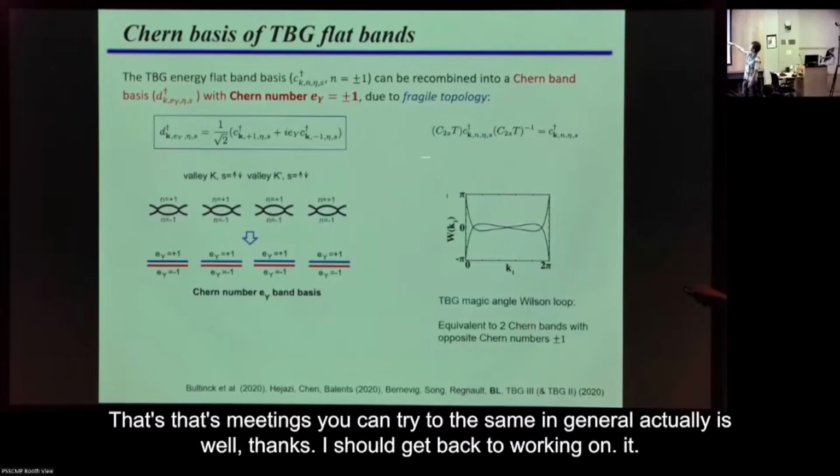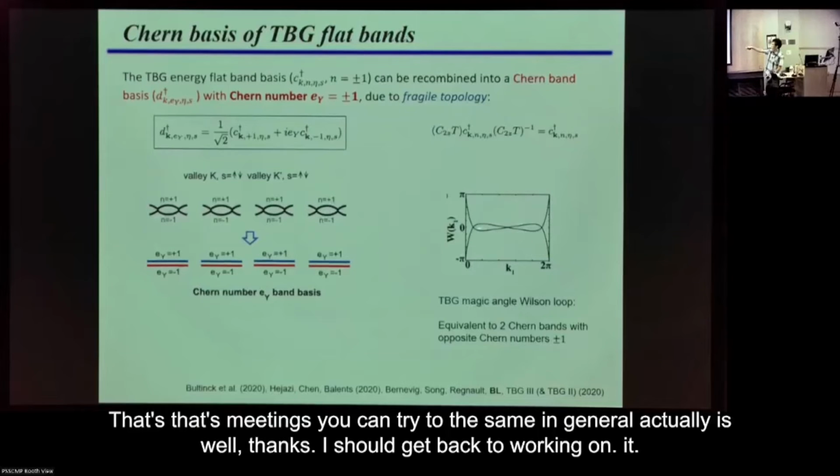Anyway, okay, so the way to define this Chern basis is pretty easy. Basically, first you need to fix the phase factor in front of your eigenstates. So if this is the creation operator in band n, where you put plus or minus 1 for conduction and valence band, and eta is the valley and spin index. If you fix the phase of this wave function by the C2zT symmetry, then you can simply define your Chern bases in this way. And you can prove they give you the Chern number plus 1 and minus 1 bands. Intuitively, you can understand this from the Wilson loop.